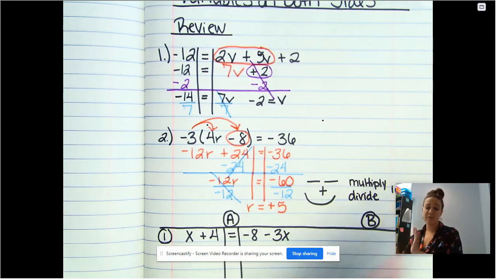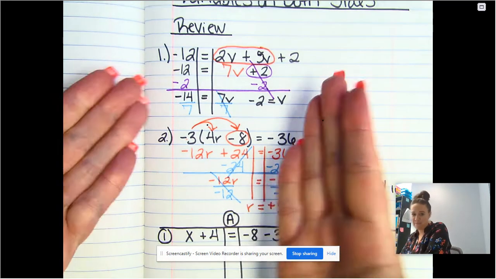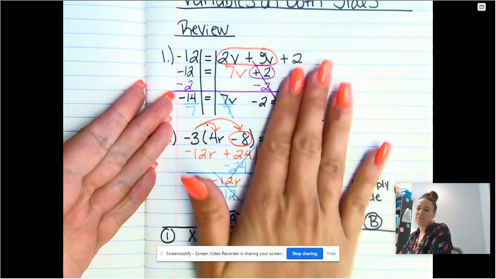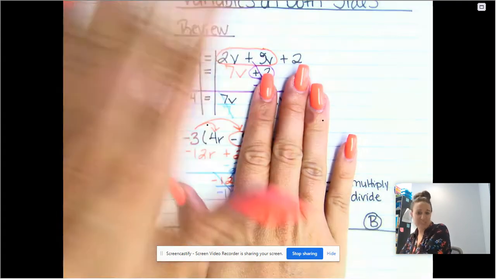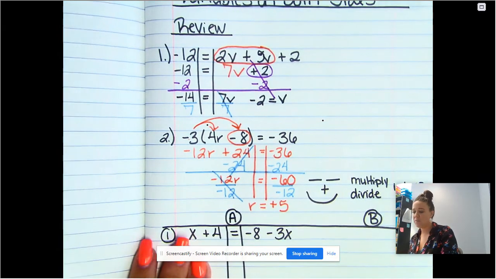Okay, so that was enough of review. Right now, we are going to dive into equations with variables on both sides of my equation. So I tried to prep you with putting the variables on the right side of the equation when I'm used to having them on the left. Now we're going to have variables on both sides. So let's take a look at number 1.